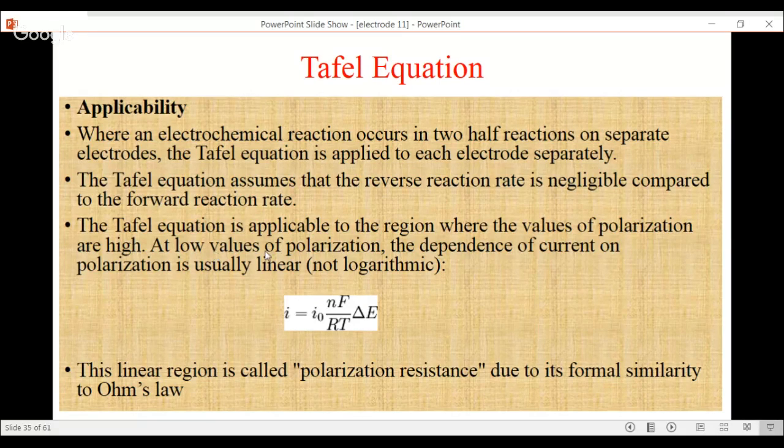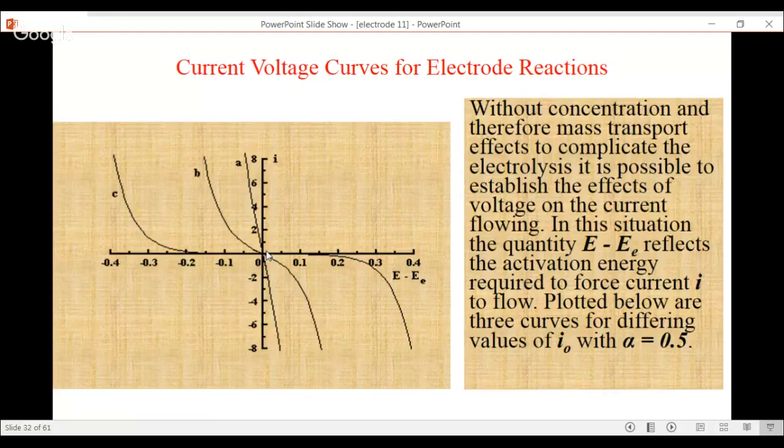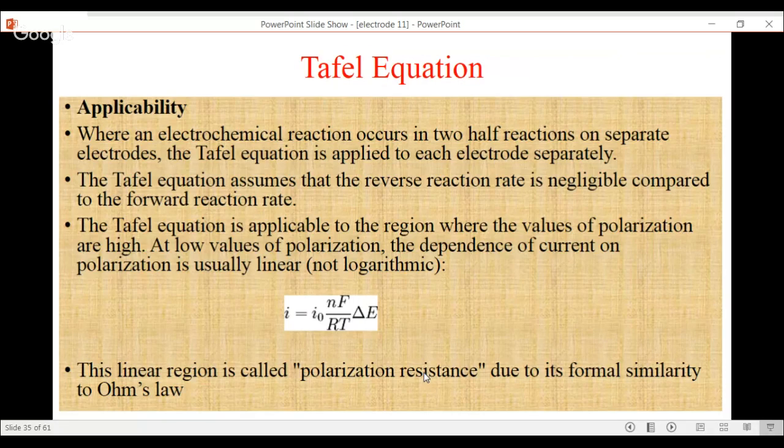At low values of polarization, the dependence of current on polarization is usually linear. I hope you are able to see the current is linearly varying here. Here only it is exponentially varying. This linear region is called the polarization resistance due to its formal similarity to Ohm's law.